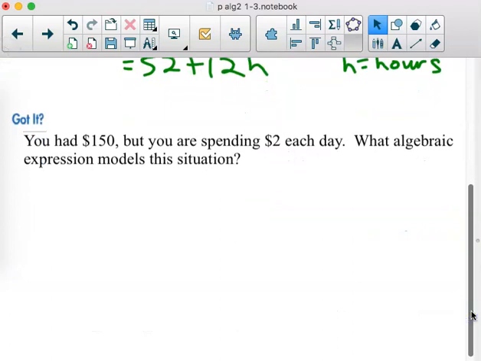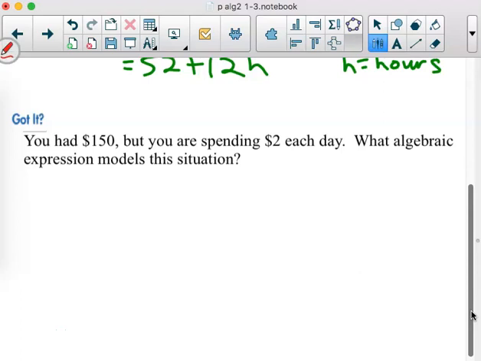I want you to try the got it. Read through it, check with somebody close to you, to the side, behind you. Check and see if they have the same thing.